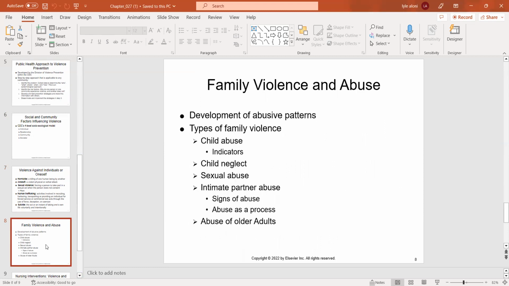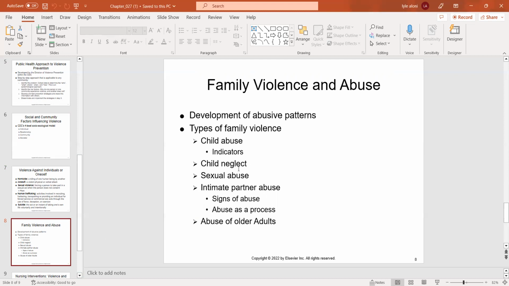We look at family abuse, and we see developmental abuse patterns that are seen across generations. So sometimes those that come from abuse will be abusers later on. We have child abuse. Some indicators we're going to look for are bruises and cuts. Kids will usually be more forthcoming with violence and abuse. They'll usually disclose it the younger they are, because they may not see anything wrong with it.